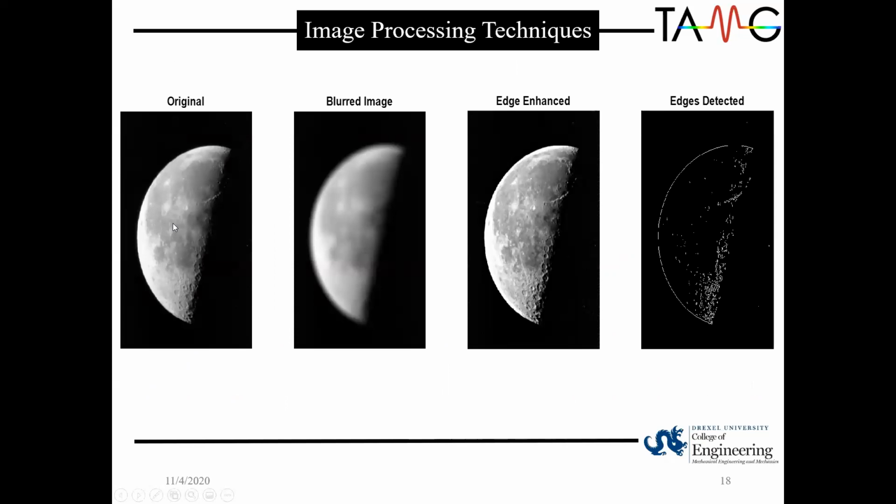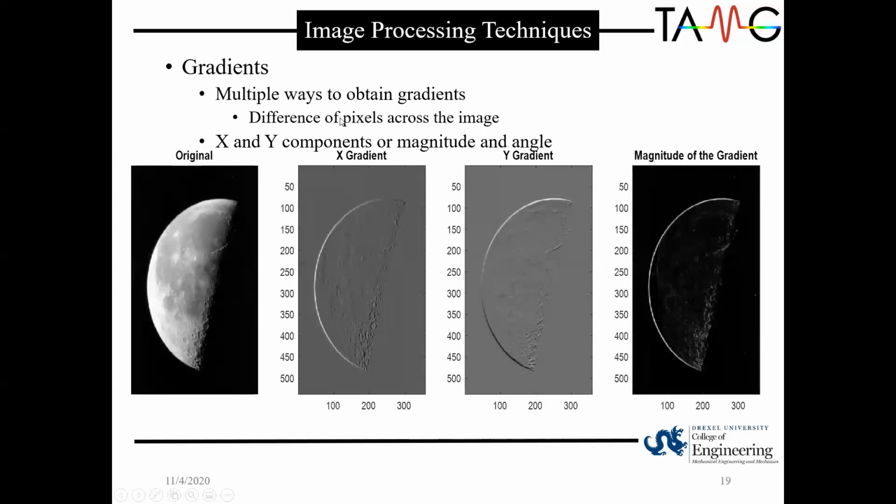Some of the examples of using edge detection is, say if this is the original and you have a blurred image, you can also create an edge enhanced. So you can see how edge detection is basically used over here. Or you can just pull out only the edges themselves, right? Now, from the edges, we can also extract gradient values. Basically, that determines how much your image intensity changes from light to dark or from dark to light.